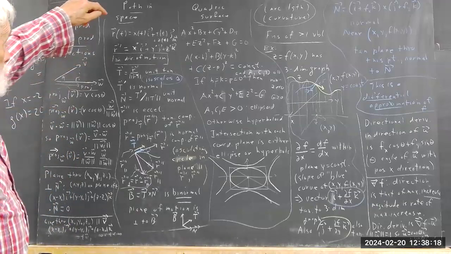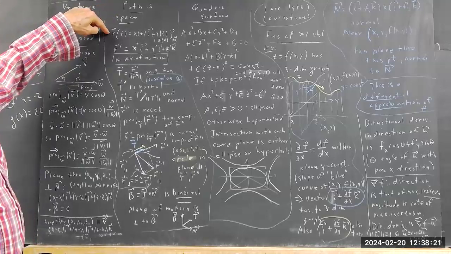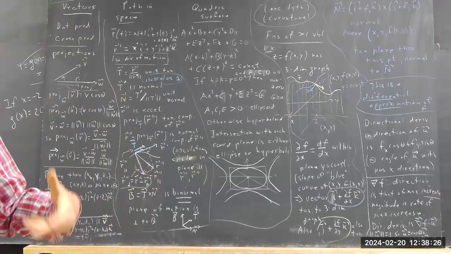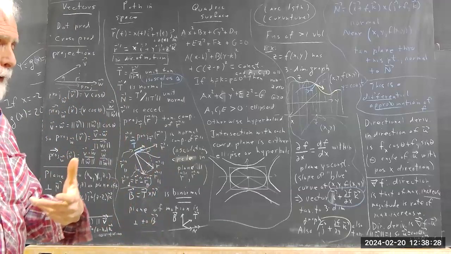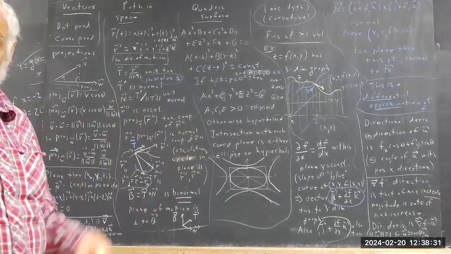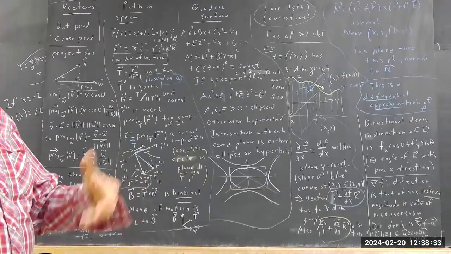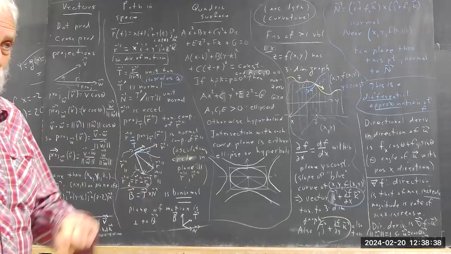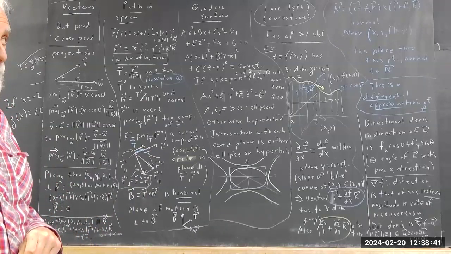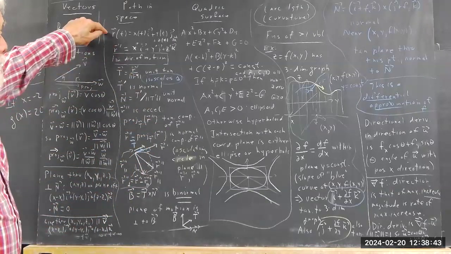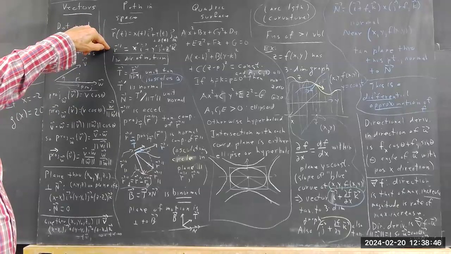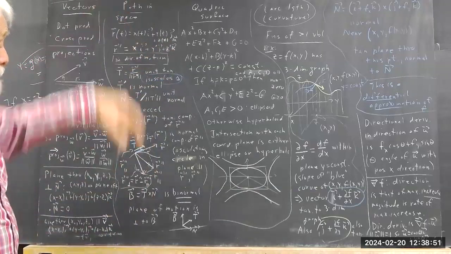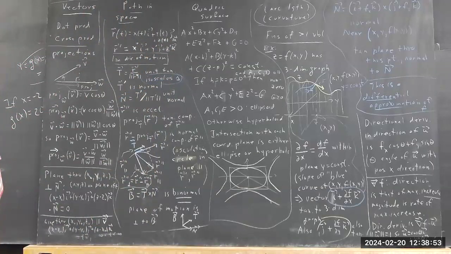Excuse me. A path in space is a vector function R of T. We usually use T, but sometimes we use S, which is usually interpreted as arc length. And there's a simplifying factor if you do this in terms of arc length, okay? Because then the derivative of R of S is always a unit tangent vector. Anyhow, then your R prime, you just take the derivatives of X, Y, and Z: X prime I plus Y prime J plus Z prime K.